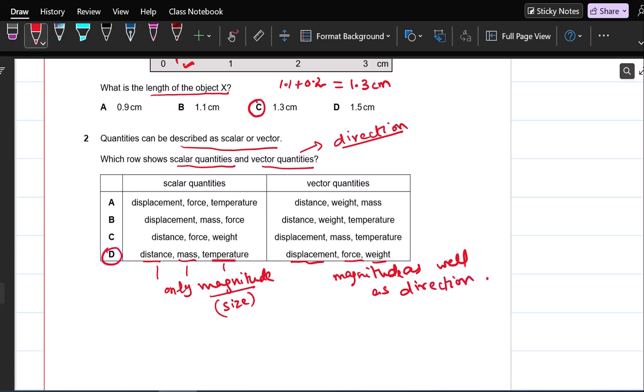Other options are wrong. You can see here this is vector, vector, and scalar, so it is not going to be scalar quantities. Displacement is vector, mass is scalar, force is vector. So here all the quantities should be scalar, and here all the quantities should be vector.